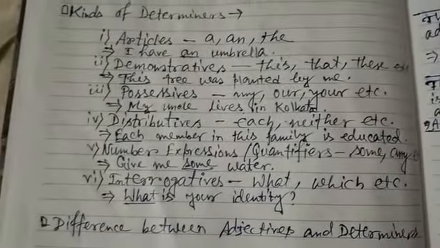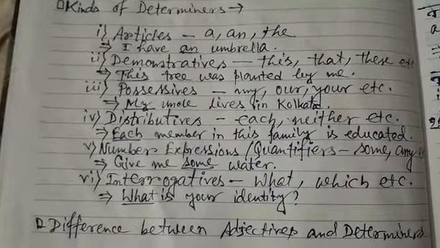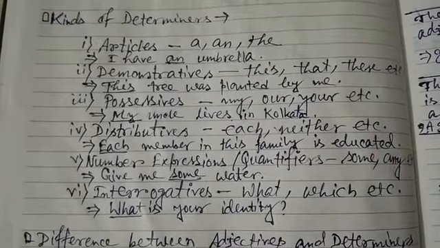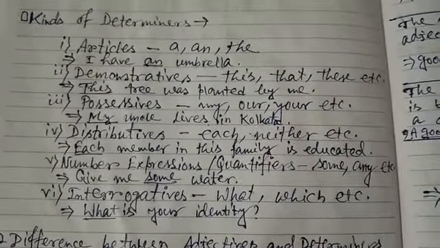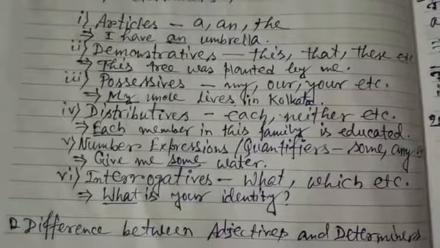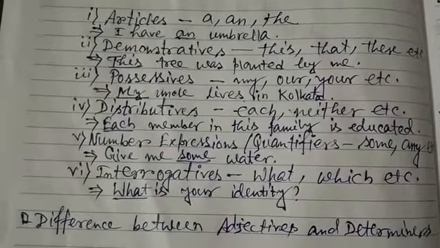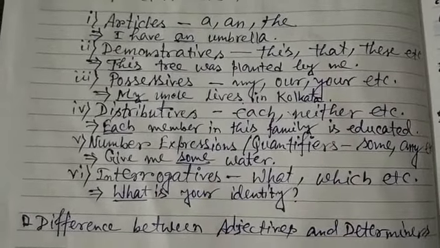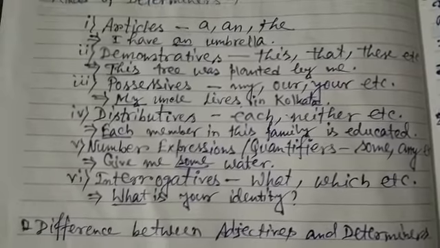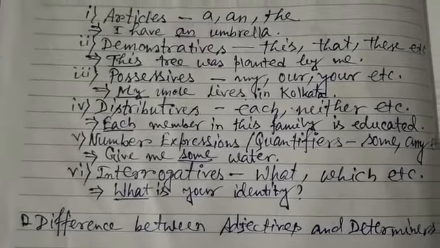Number 5, number expressions or quantifiers: some, any, etc. Example: give me some water. Number 6, interrogatives: what, which, etc. Example: what is your identity?